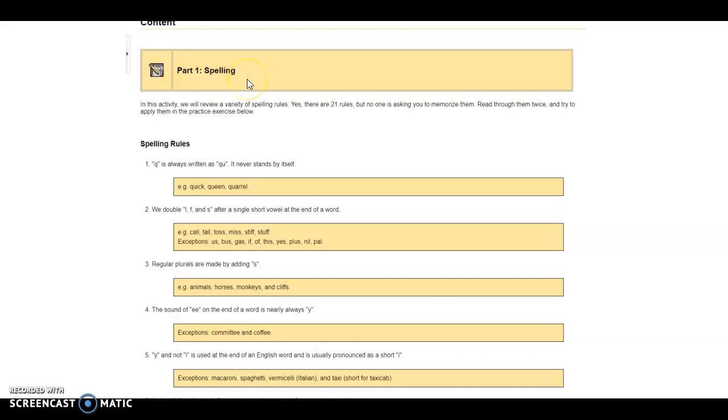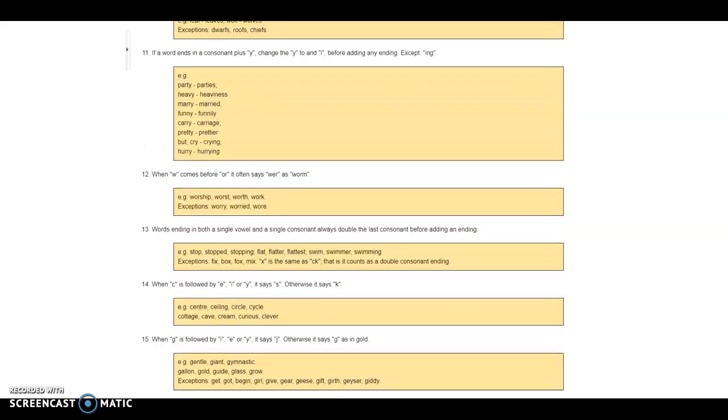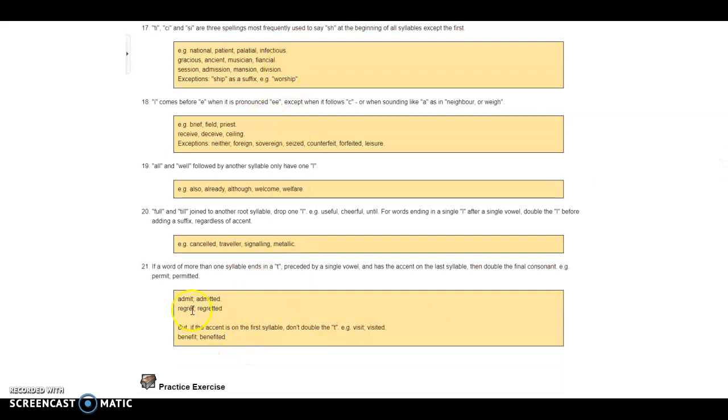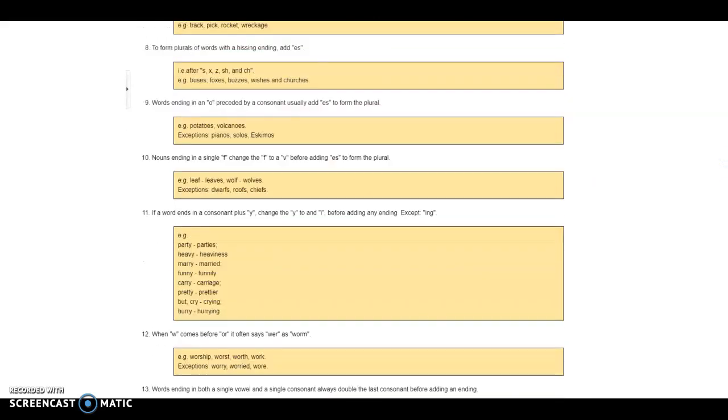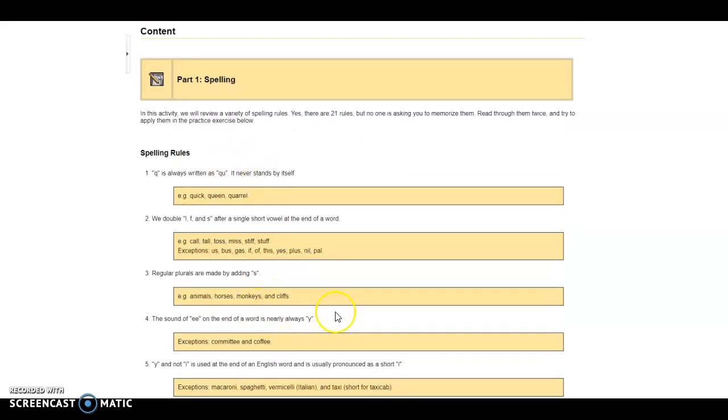So Part 1 is spelling here. And what they'll do is they'll give you 21 different rules for spelling. So if we go all the way down the page here, you'll see there's 21 different rules with examples. You do not have to memorize all 21 of these rules. I don't have these rules all memorized off the top of my head either.